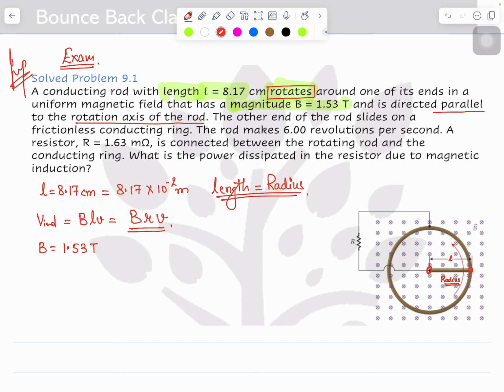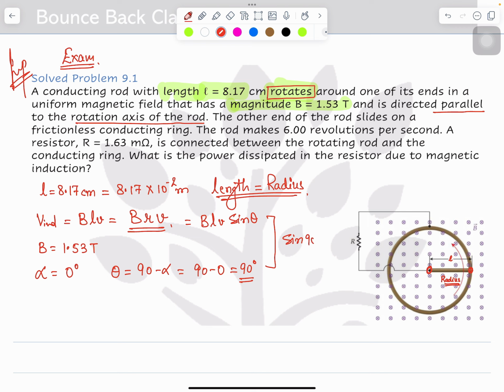Okay, see, parallel, you can say alpha is parallel, 0 degree. If you want to find theta, 90 minus alpha, which is 90 minus 0, which is equal to 90 degree. And what is the real formula? BLV sine of theta, and theta is 90 degree. Can I say sine 90 is equal to 1? Yes or no? Okay. The other end of the rod slides on a frictionless conducting ring.